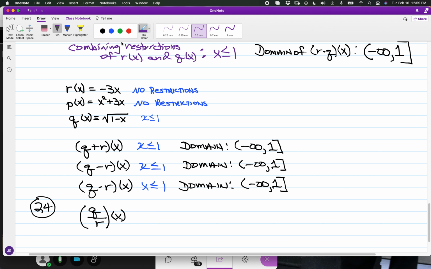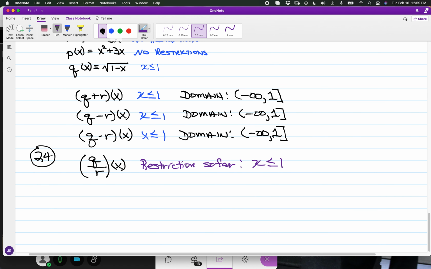And guess what? I'm just going to place emphasis: with the restrictions so far, this comes only from q of x. So you have that x is less than or equal to 1. And 24, this one is kind of tricky.